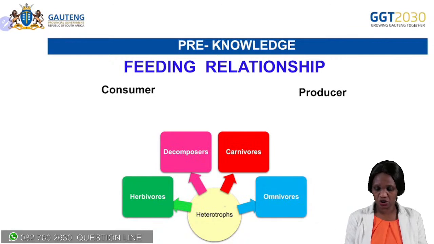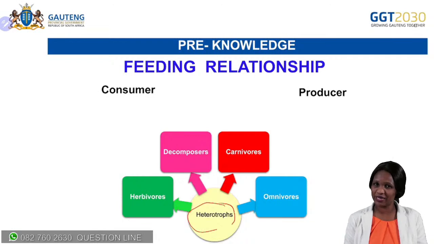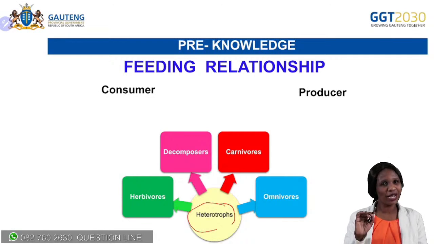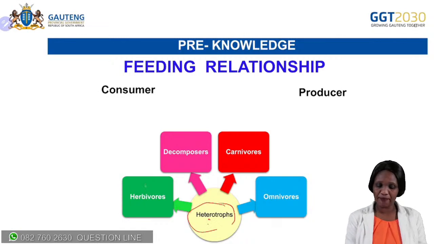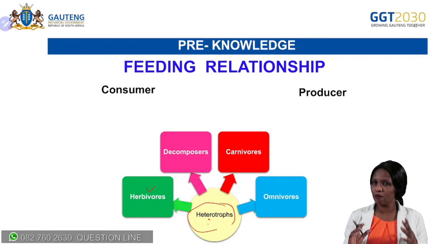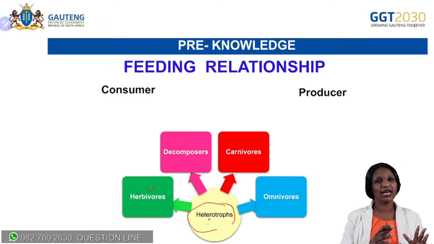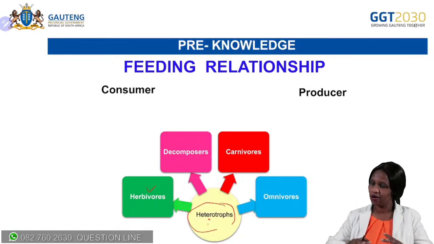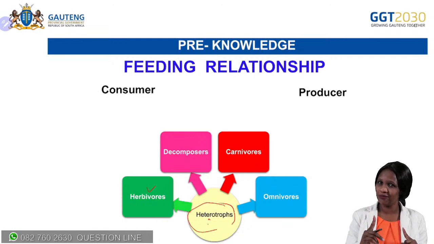We've got heterotrophs. When we are talking about heterotrophs, we are talking about consumers. Do you get it? And when we are talking about autotrophs, we are talking about producers. Let's look at heterotrophs. These are consumers. We've got herbivores. Herbivores benefit directly from plants. Do you get it? And then under herbivores, we've got the grazers and also the browsers. All these are herbivores. They benefit directly from plants.